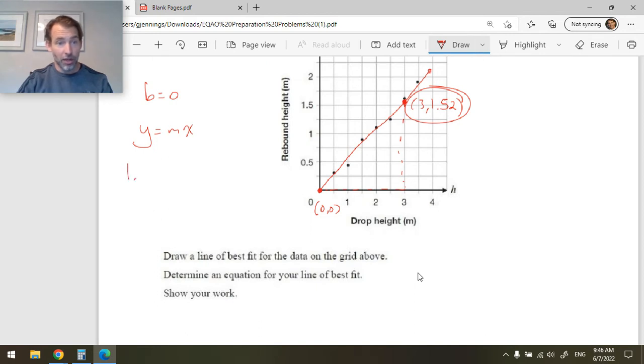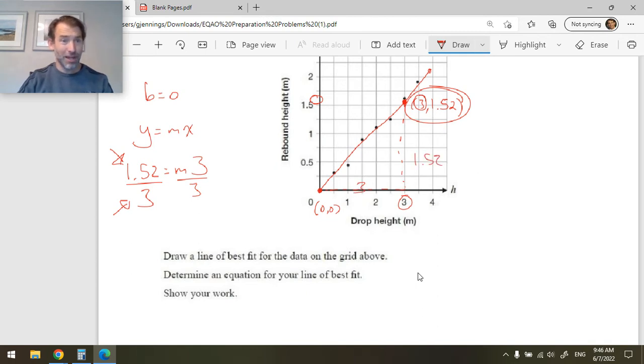So I'm going to put in for y, 1.52 is equal to m multiplied by 3. Oh, sorry, oops. X is 3, and y is 1.52. Okay, now watch what happens when I divide both sides by 3. Look at that. Here's the rise. Here's the run. See how it worked out exactly the same? This is a run of 3 and a rise of 1.52.